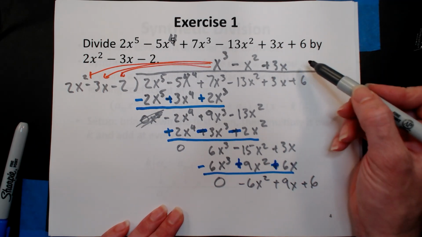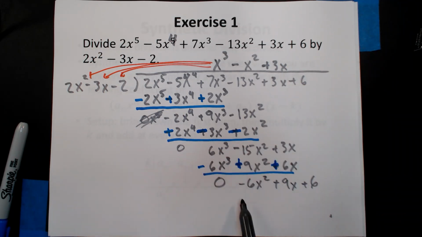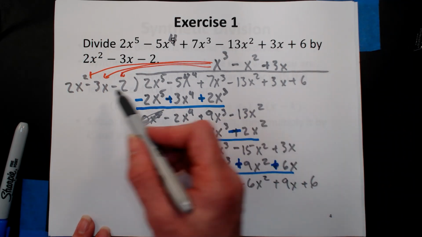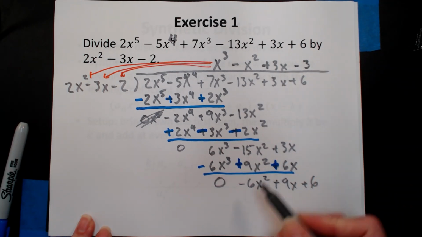So now I need something in this constant. I need to multiply a constant that's going to help me get rid of this negative 6x squared. So what do I need to multiply 2x squared by to get negative 6x squared? I need to multiply that by a negative 3.